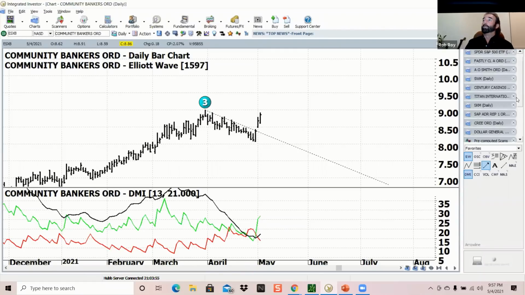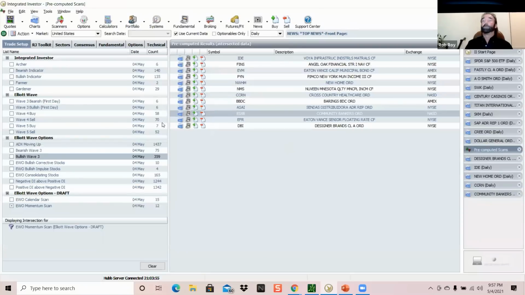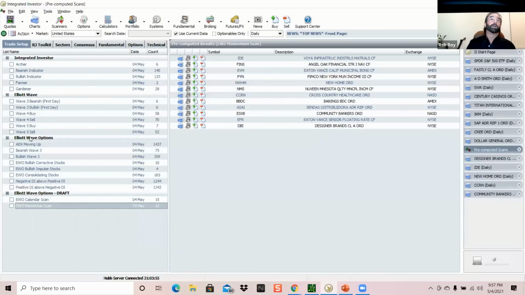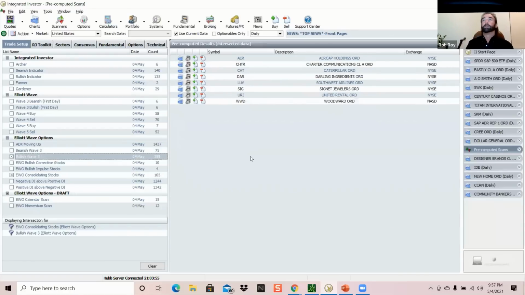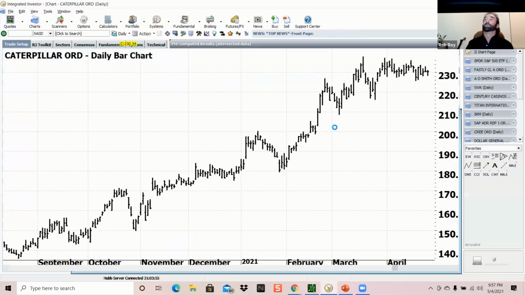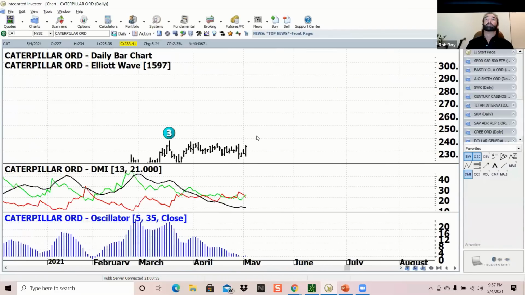All right, so let's do our designer brands, DBI. Now let's see if we can find another strangle where we look at the consolidating stocks, see if they're in a wave 3, and there are some. Right, let's see if we can't find something in here. Caterpillar, I think, is likely already broken. No, it hasn't.